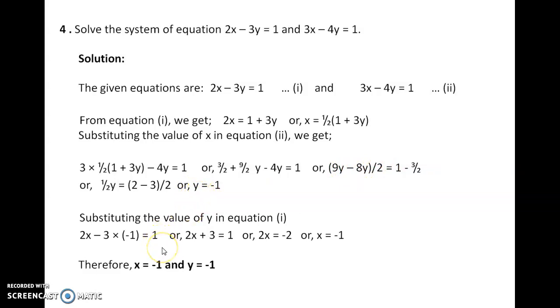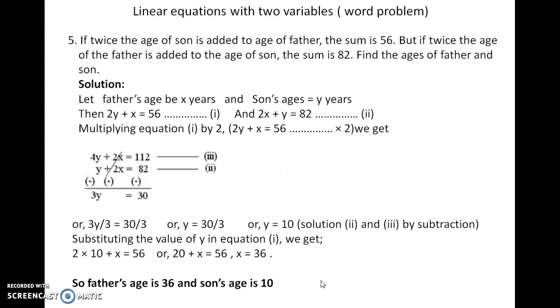Substituting the value of y in the equation, you take the first equation, 2x minus 3y. So you have found out y equal to minus 1. So you just substitute here 2x into minus 3 and y value is minus 1, which is nothing but now you are going to get this as 2x plus 3y equal to 1, and from that you can find x is equal to minus 1. Therefore the two answers are x is equal to minus 1 and y equal to minus 1.